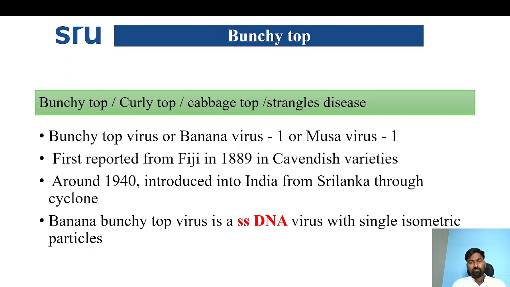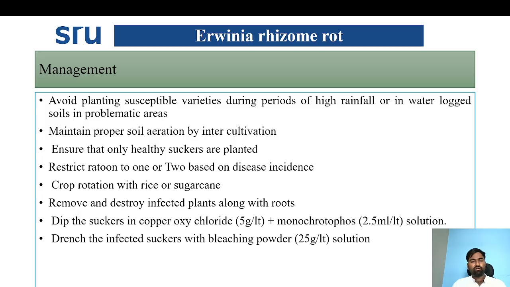Coming to management of Erwinia rhizome rot, avoid planting susceptible varieties during periods of high rainfall or in waterlogged soils in problematic areas. Maintain proper soil aeration by intercultivation operations. Ensure that only healthy suckers are planted. Restrict the ratoon to one or two based on the disease incidence. Crop rotation with rice or sugarcane. Remove and destroy infected plants along with the roots. Dip the suckers in copper oxychloride at 5 gram per liter plus monocrotophos solution. Drench the infected suckers with bleaching powder at the rate of 25 gram per liter of solution.